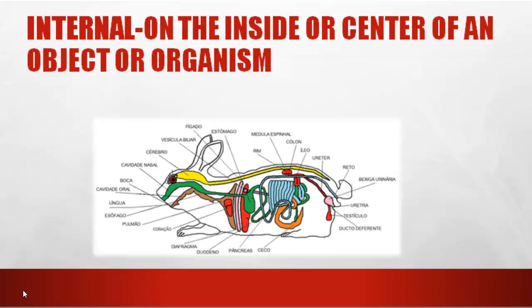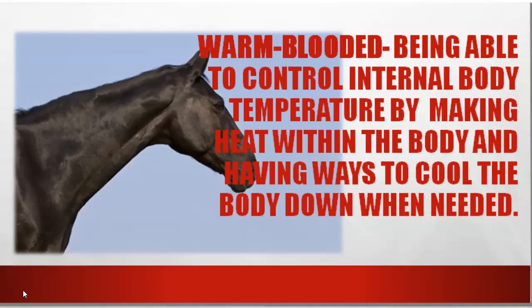Internal. On the inside or center of an object or organism. So all of your organs for your body are internal. Warm-blooded, being able to control internal body temperature by making heat within the body and having ways to cool the body when needed.